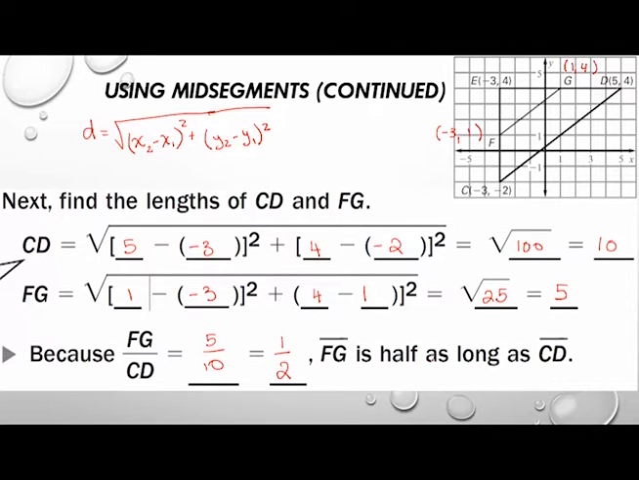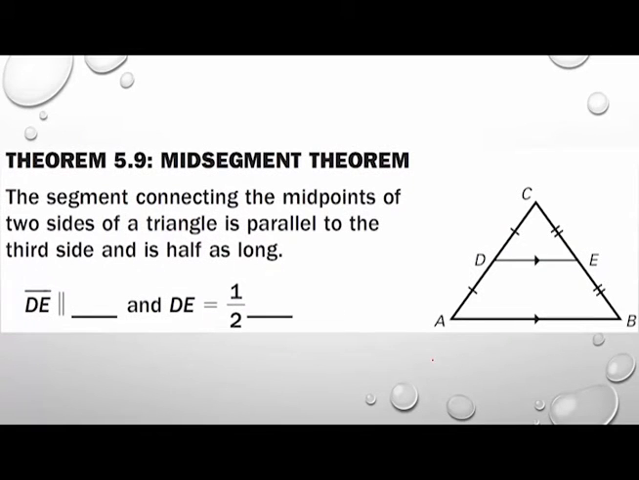Which brings us to our midsegment theorem. The segment connecting the midpoints of two sides of a triangle is parallel to the third side and is half as long. So we can say that line segment DE is parallel to line segment AB, and that DE, the length of DE, is 1/2 the length of AB.